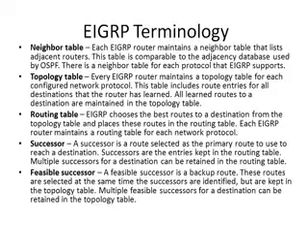Now some of the common EIGRP terminology. Till now, in the case of RIP, we have learned about only one table, the routing table. But EIGRP maintains three different tables: the neighbor table, the topology table, and after that the routing table. So what does it mean? Neighbor table: each router maintains a neighbor table that lists adjacent routers.